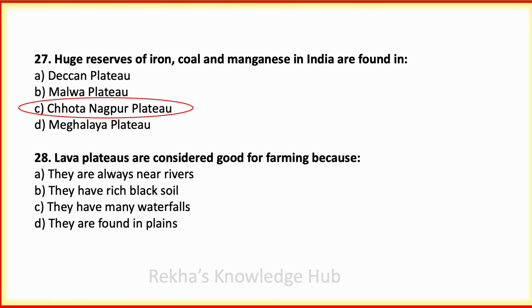Lava plateaus are considered good for farming. Why? Options are they are always near rivers, they have rich black soil, they have many waterfalls, they are found in plains. Which is the correct answer? They have rich black soil. Many plateaus have a rocky soil which makes them less fertile than plains and therefore less favorable to farming. An exception is that of lava plateaus, as they often have rich black soil.